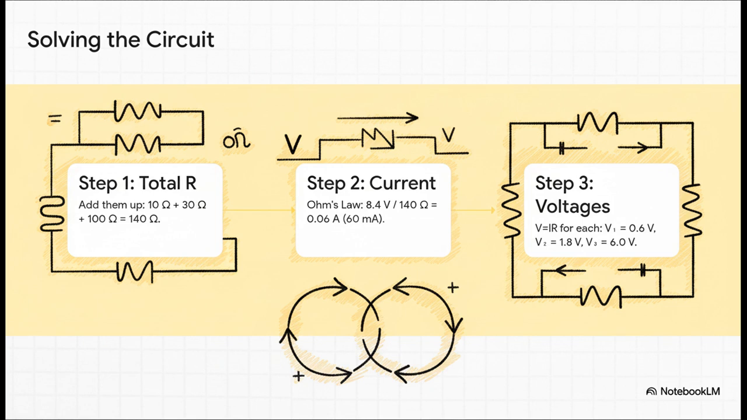Now for the last piece of the puzzle, the voltage drops. We just apply Ohm's law to each individual resistor. And here's the magic part. What happens when you add up those individual voltage drops? You've got 0.6 volts plus 1.8 volts plus 6.0 volts, and what does that equal? Exactly 8.4 volts. That's Kirchhoff's law right there in action. It all adds up perfectly.